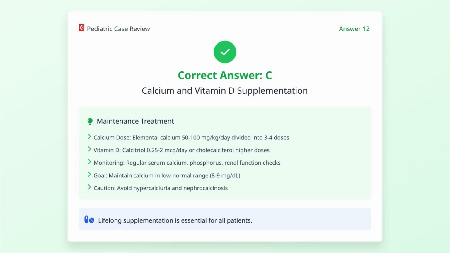The correct answer is C, calcium and vitamin D supplementation. Elemental calcium 50 to 100 milligrams per kilogram per day divided into 3 to 4 doses, plus calcitriol or cholecalciferol. Monitor serum calcium, phosphorus, and renal function regularly. Maintain calcium in low normal range. Avoid hypercalciuria and nephrocalcinosis complications.